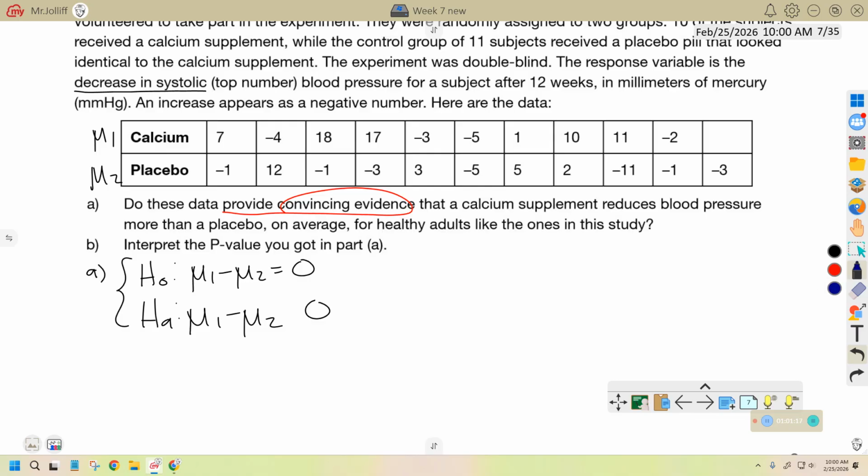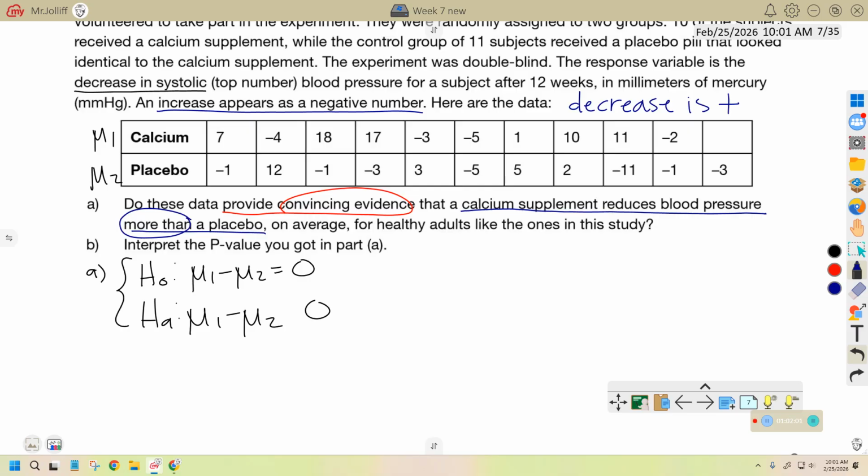And they specifically say in part A, evidence that calcium supplements reduce blood pressure more than a placebo on average. And this is where we're going to have to really think about what those numbers are, because they tell me above the table that increases in blood pressure appear as negatives. Decreases in blood pressure are then positive numbers. So if increases are negative, decreases are positive, yeah?